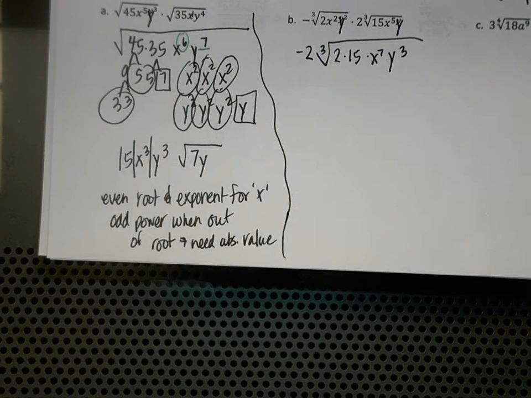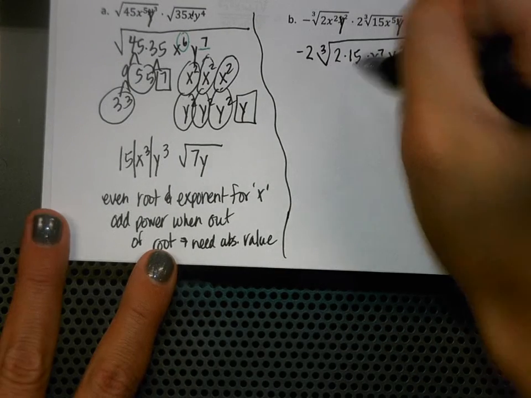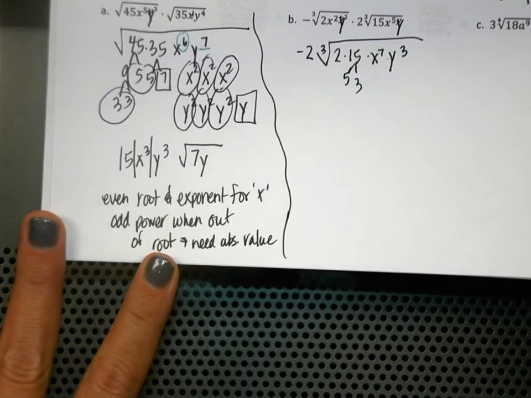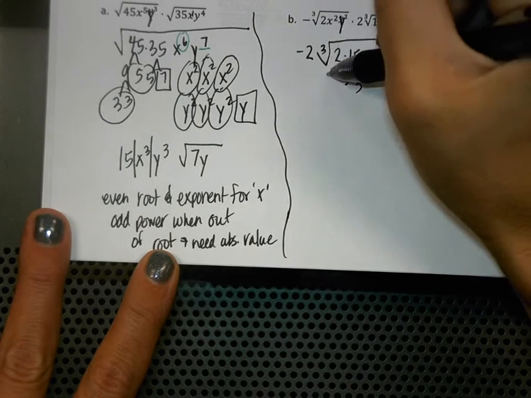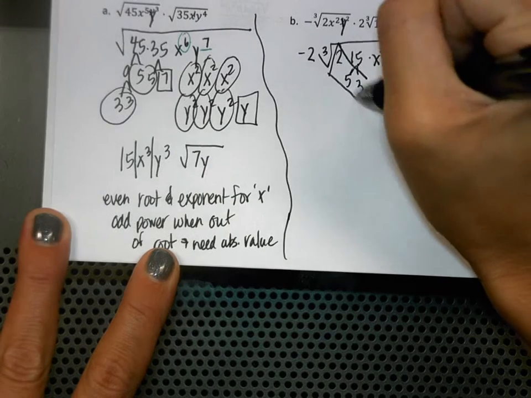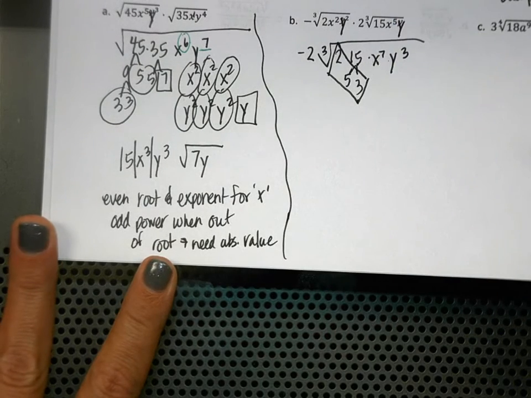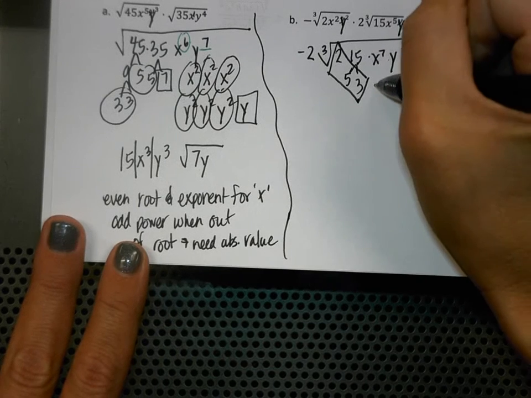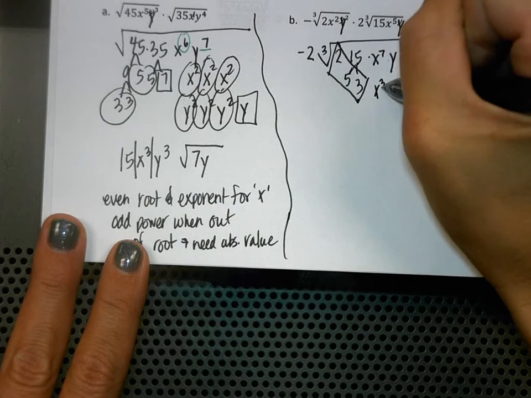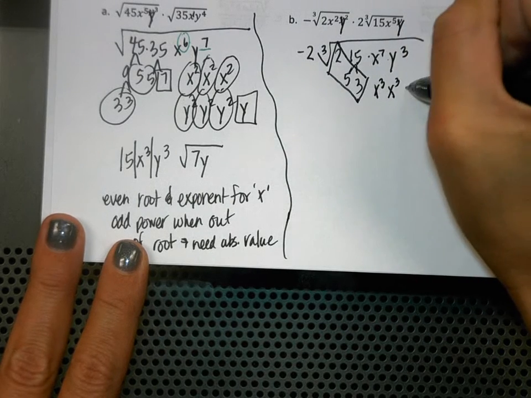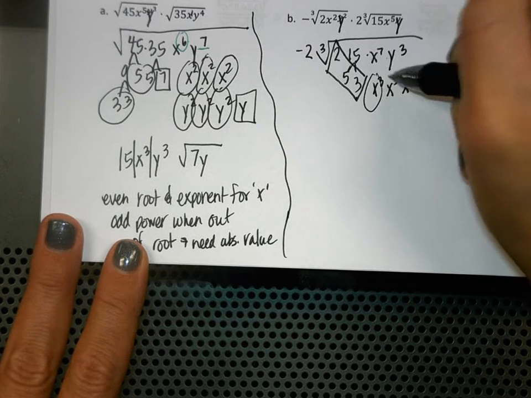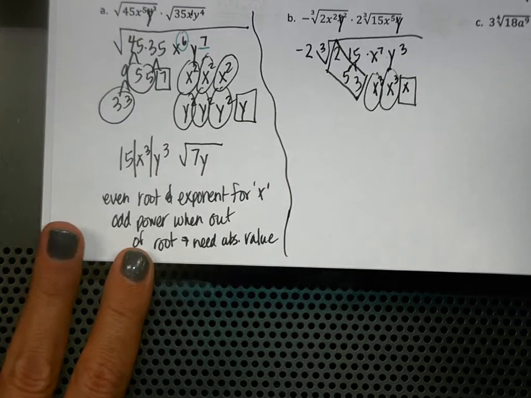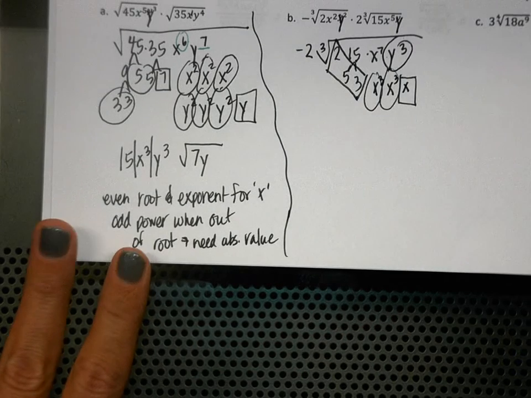If I break down 15, 15 breaks down to be 5 and 3. Are there any pairs? No. So like all of these are basically box and left over because there's no groups. Okay? Then x to the 7, I'm going to break it up to x to the 3rd, x to the 3rd, and x. Because again, my index is 3, so I need 3 for a group. And then my y's, it's only 3, so I just have one group of y's.